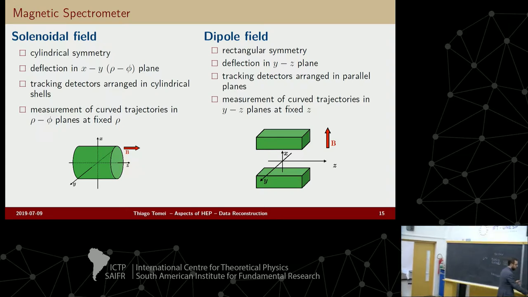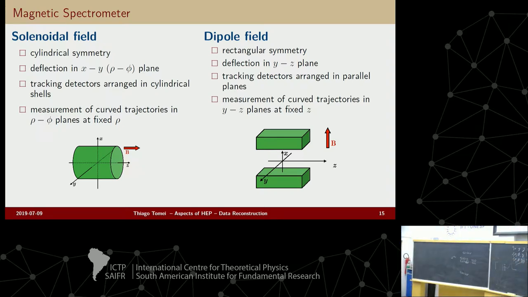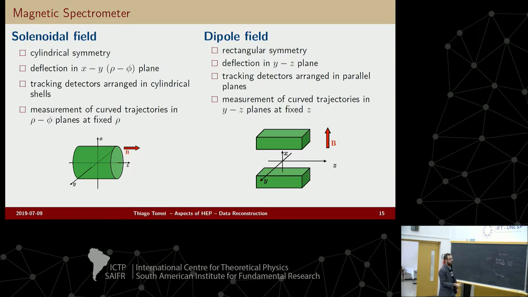Remember that I showed you that cut of CMS. But this was the rho-phi view. Of course, if you look at it from the side, it looks like a barrel. It's cylindrical shells, one inside the other. And the idea is that these shells are at constant rho. So that's where you measure your trajectories.